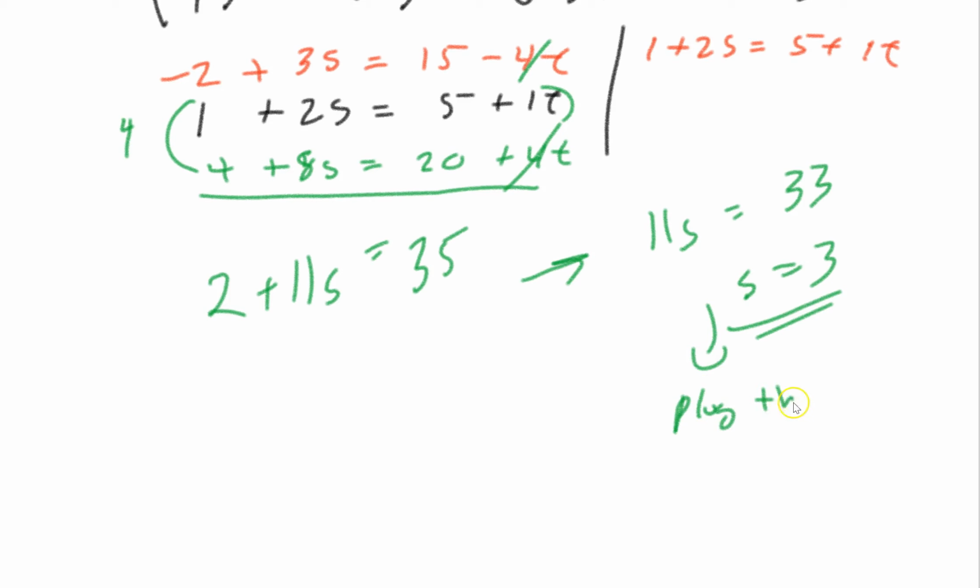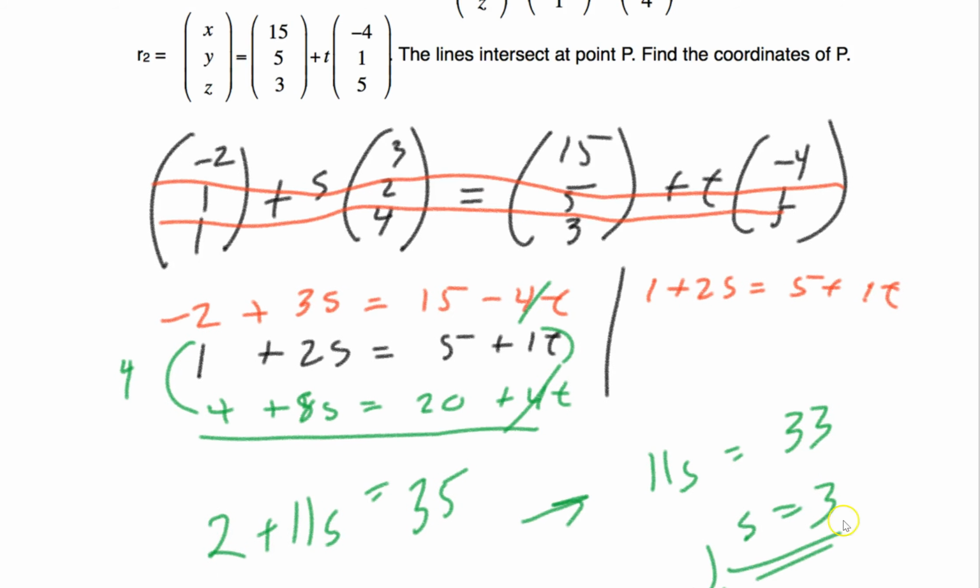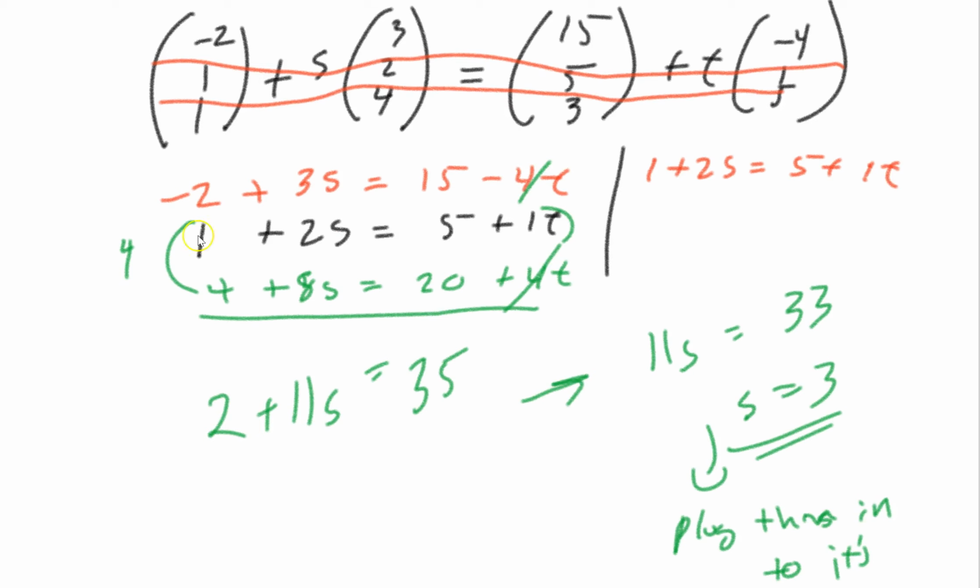Plug this into its vector to find the intersection points. That's all I mean. If they're not asking for t, you're not done. You got to plug it back into its vector to find out where they actually crossed, where it was at 3 seconds. So we're gonna do that real quick. So I have (-2, 1, 1) plus 3 times (3, 2, 4), because I just found out s is 3.